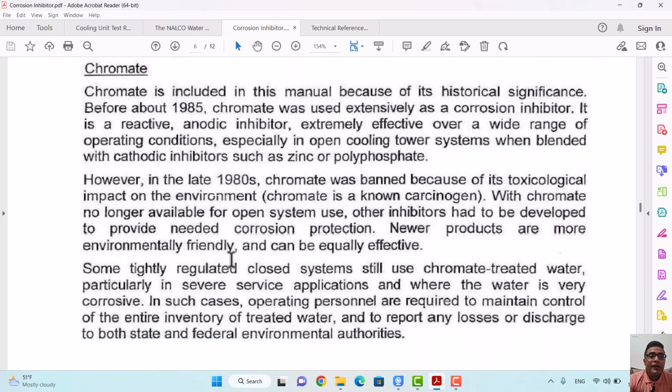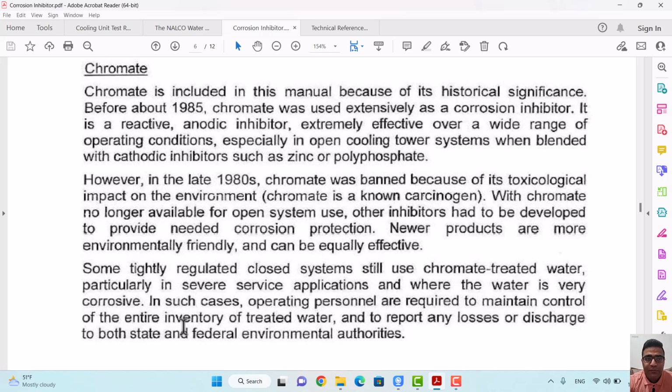Here, I'm going to talk about the different components required for the formulation of corrosion inhibitors. As I just stated, corrosion inhibitors are a combination of anodic inhibitors and cathodic inhibitors. Therefore, different components are incorporated in the formulation of one specific corrosion inhibitor.